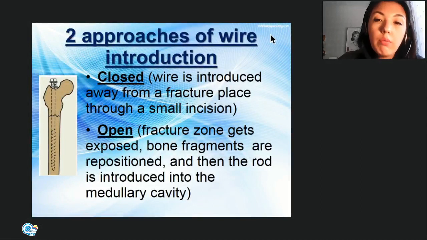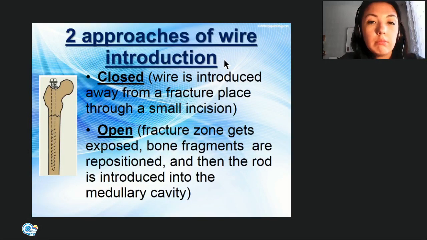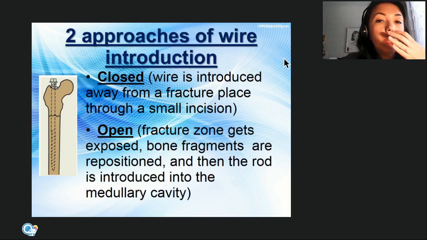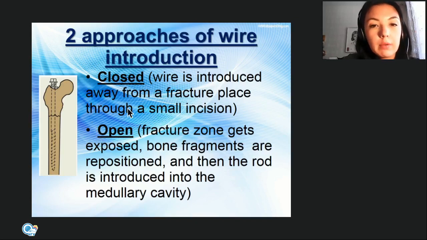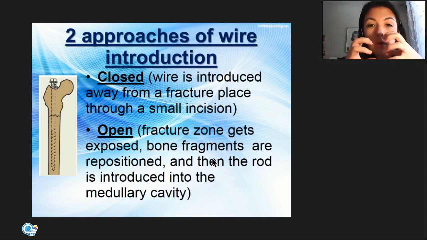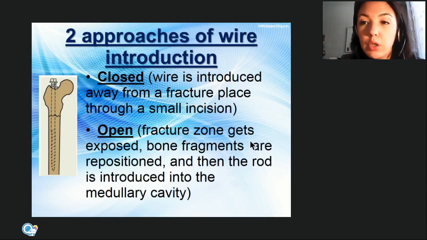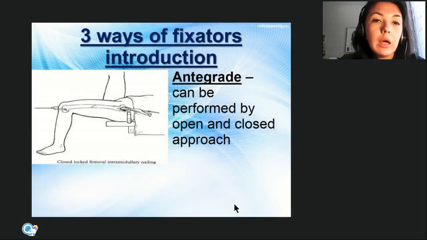Two approaches of wire introduction are distinguished. Not only wire, any of these intramedullary devices can be introduced in two ways. The closed method, when it is introduced away from the fracture place through a small incision. And the open method, when the fracture zone gets exposed, bone fragments are repositioned, returned to their places, and the rod is introduced into the medullary cavity. This is open.